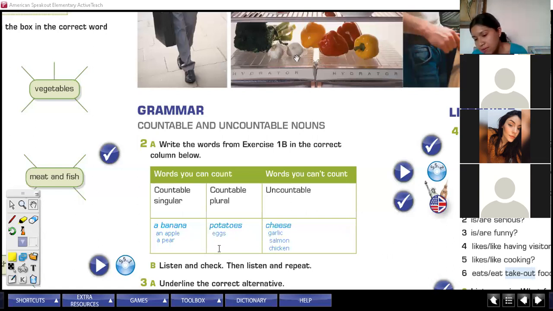Then I have peppers. Countable plural. Very good. Thank you. Then we have milk. Uncountable. Uncountable, very good. I cannot count liquids, by the way, right? Next, I have broccoli.